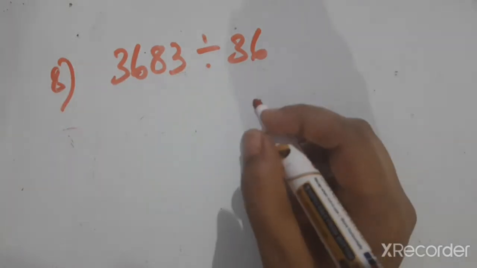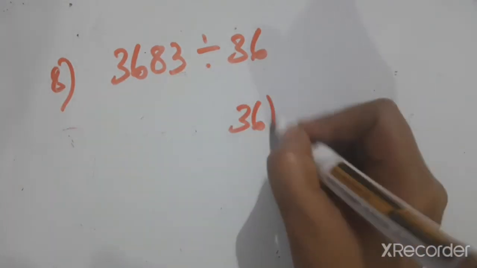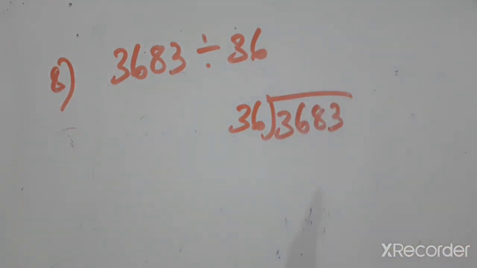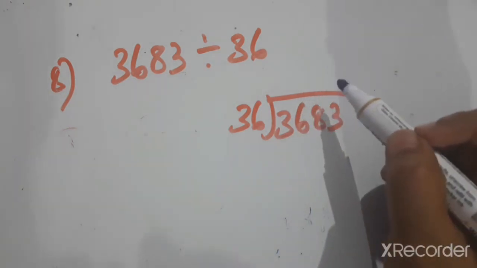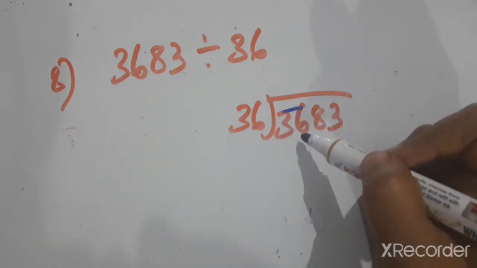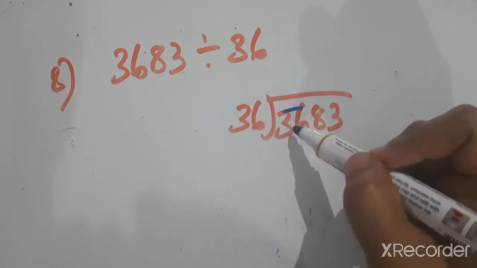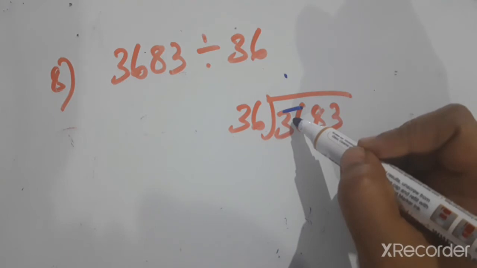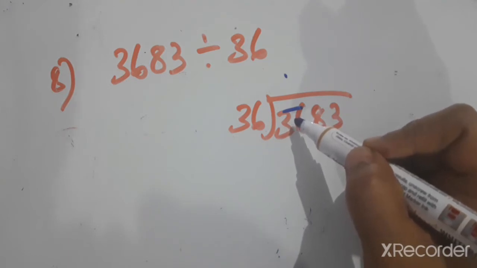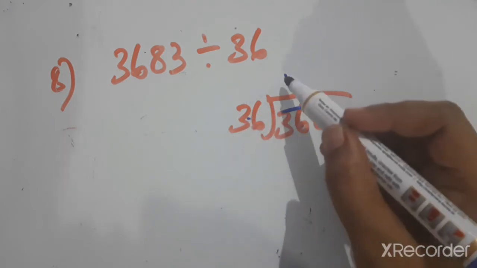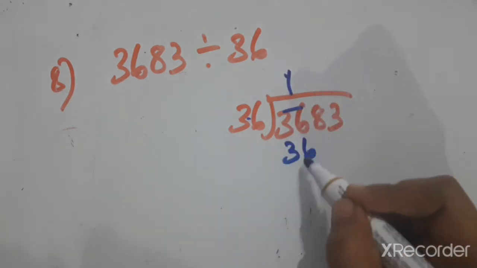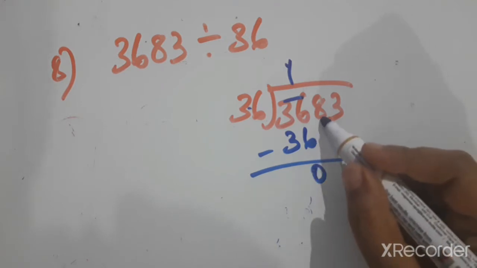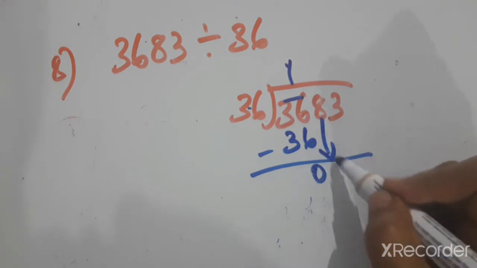Next, the eighth one, 3683 divided by 36. 36 ones are 36, so we can consider two digits. It is the same number, but we can still divide it. The dividend part should be equal or greater than the divisor, but not less. So 36 ones are 36, and the remainder is 0.